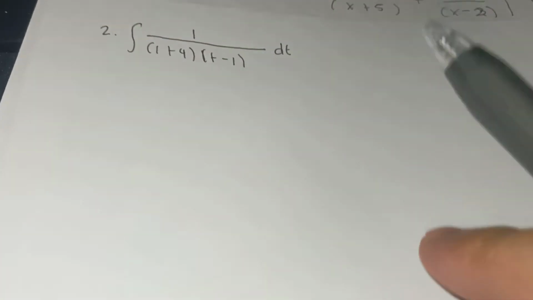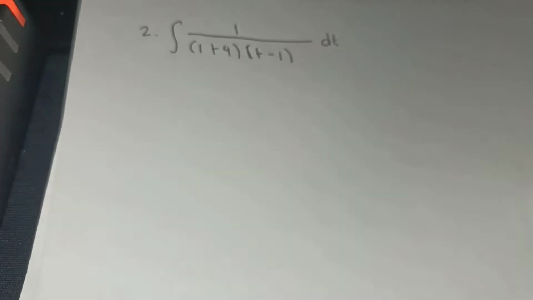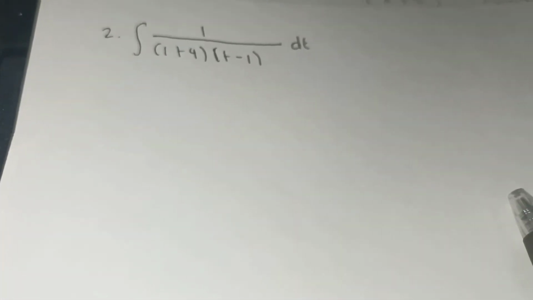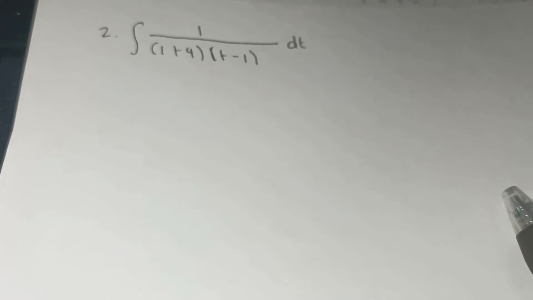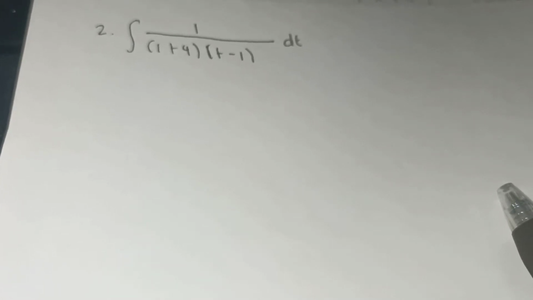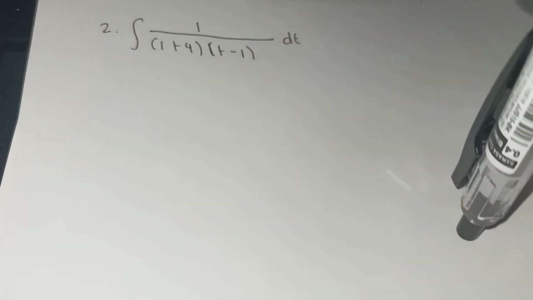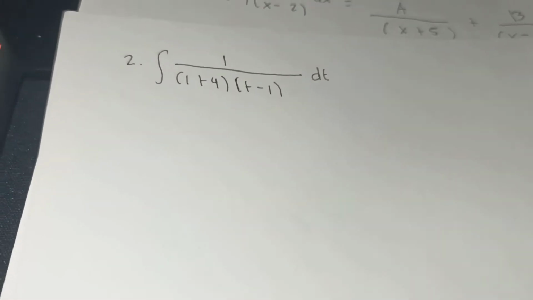And now we're back for the second problem, which is the integral of 1 over 1 plus 4. Oh, it's not 1 plus 4, it's t plus 4. I'm basing this on what I'm seeing on my cell phone, so it's not clear. t plus 4 times t minus 1 dt. So it's still basically the same, they just changed it to t.